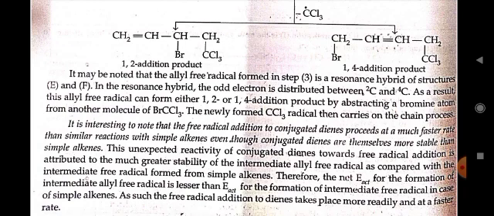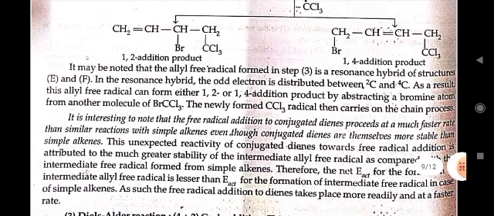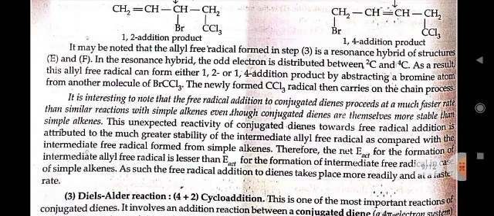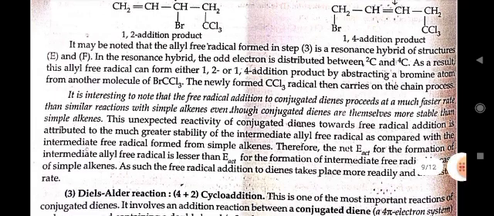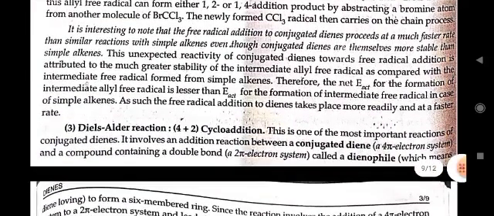It is interesting to note that the free radical addition to conjugated dienes proceeds at a much faster rate than similar reactions with simple alkenes. Even though conjugated dienes are themselves more stable than simple alkenes, this unexpected reactivity of conjugated dienes towards free radical addition is attributed to the much greater stability of the intermediate allyl free radical as compared with the intermediate free radical formed from simple alkenes.